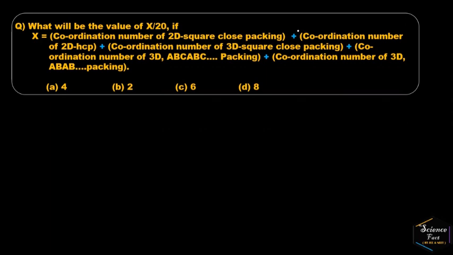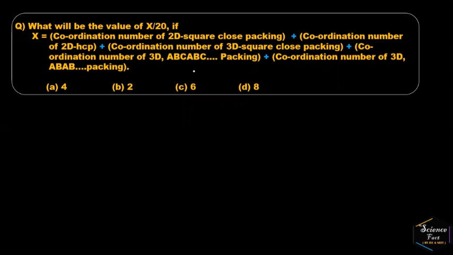In this question, we have to find out the value of x by 20, where x is equal to the coordination number of 2D square close packing, plus the coordination number of 2D HCP, plus the coordination number of 3D square close packing, plus the coordination number of 3D ABC packing, plus the coordination number of 3D AB type packing.